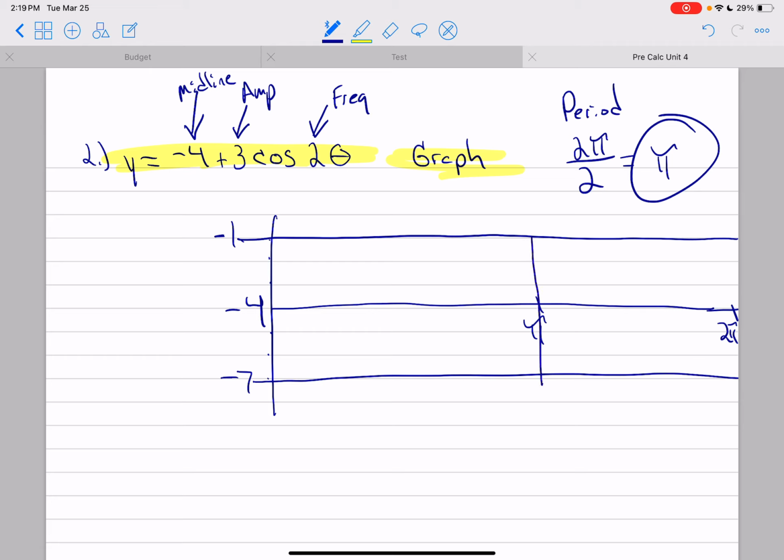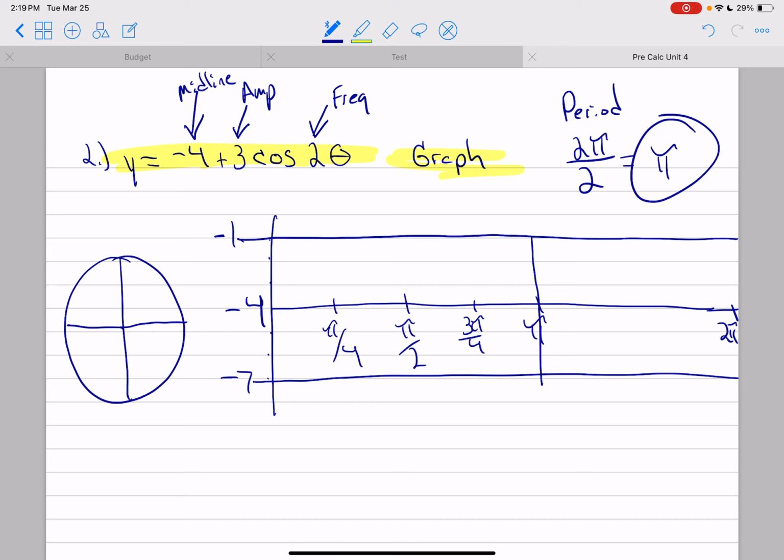So that means I have to take pi and divide it into 4 parts. Well, there's pi over 2, there's pi over 4, 1/4, 2/4, 3 pi over 4. There we go. All right. So now, do I have a circle? Yeah, let me go ahead and make a circle. We already know this is -4, this is -7, this is -1. And now I'm just going to go around.